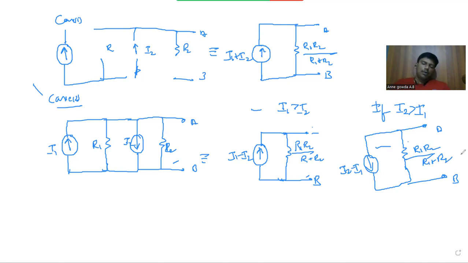So this is about, before starting the problems on source transformation, we should understand if two voltage sources are connected in series with series resistances, how you convert those two voltage sources into a single voltage source. And if multiple current sources are connected in parallel, how you replace those multiple current sources with a single equivalent current source. Then only we can understand the problems on source transformation.